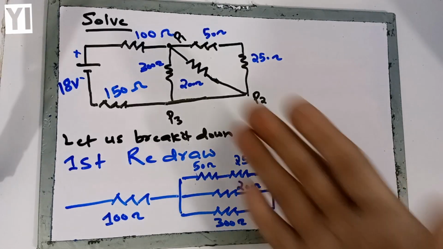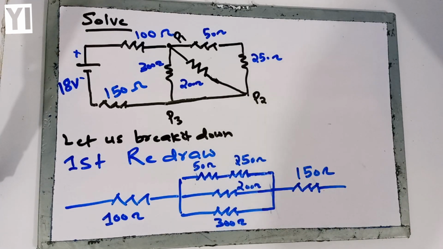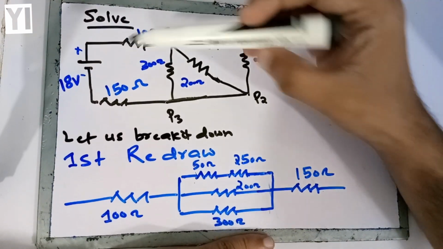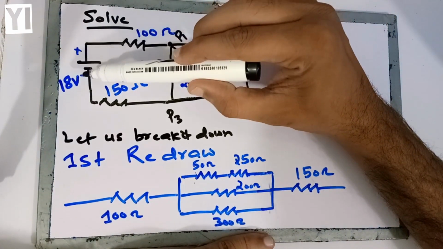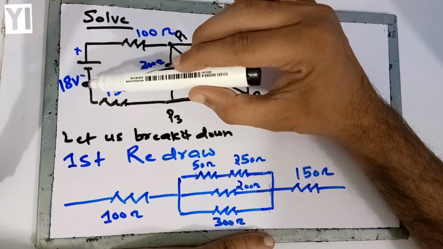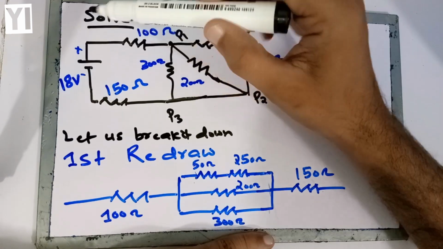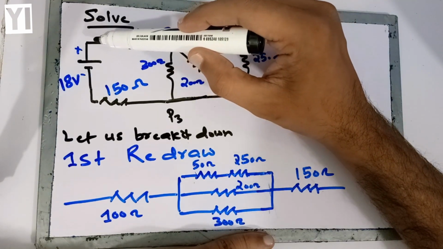Today we will solve this question. This is a circuit, actually a complex circuit. In this complex circuit we can see here is the battery and the potential difference is 18 volt. The current starts to flow from that direction, from the positive electrode.